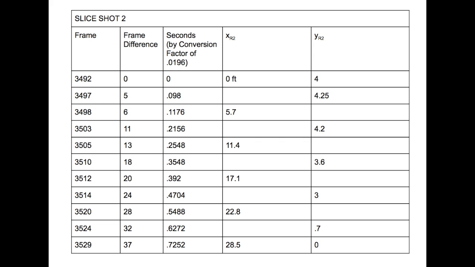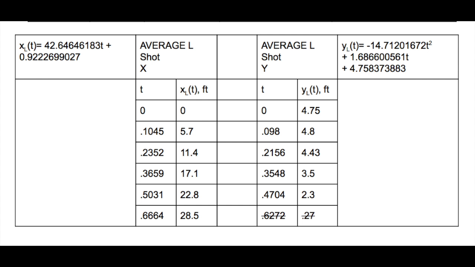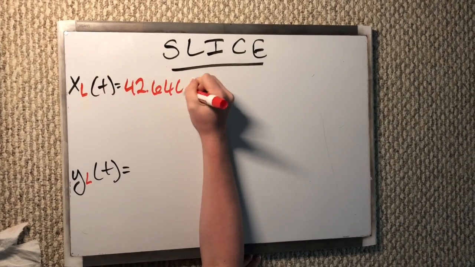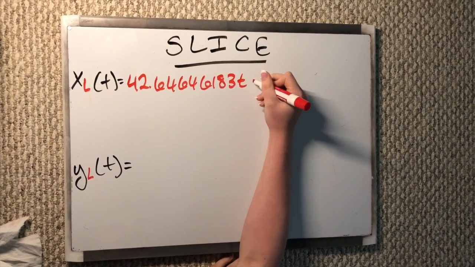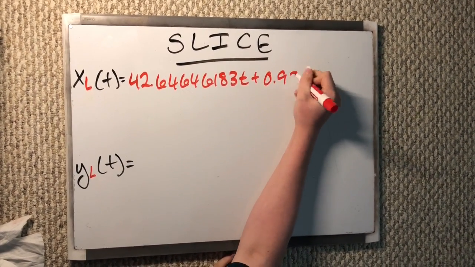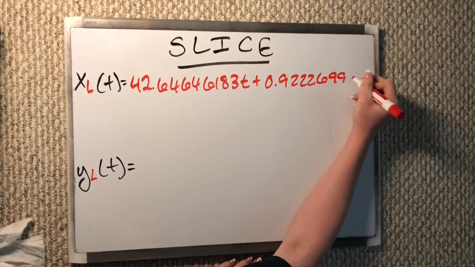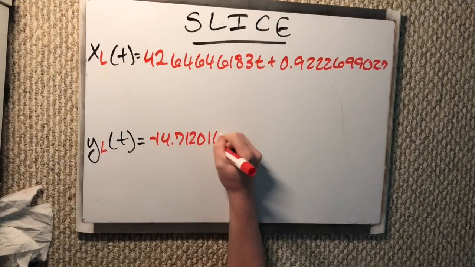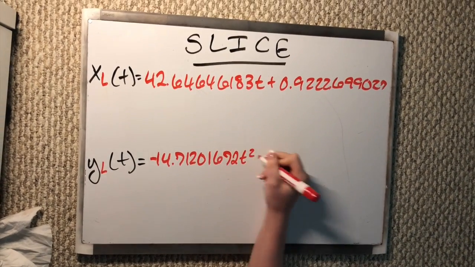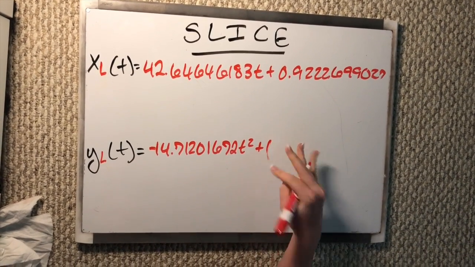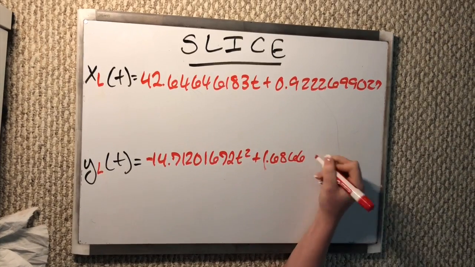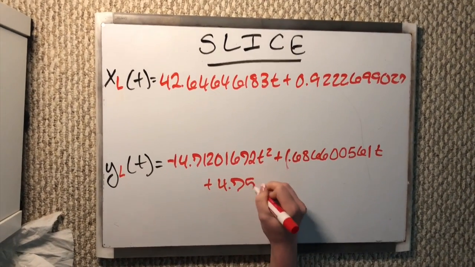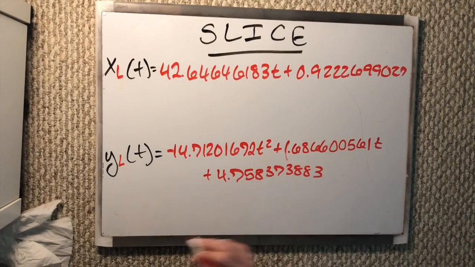These are the three charts for the slice shot and the chart of averages. The line of regression for slice: x of t is equal to 42.646466183t plus 0.9222699027. y of t is equal to negative 14.71201672t squared plus 1.6866005661t plus 4.758373883.